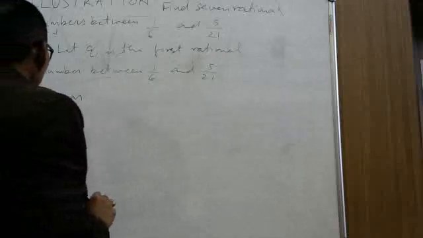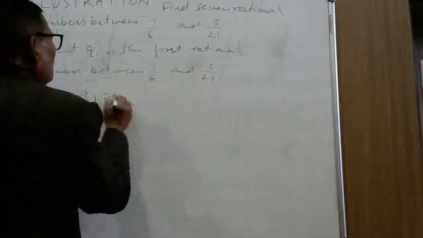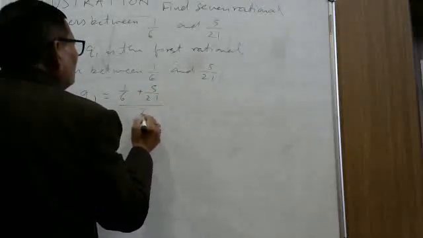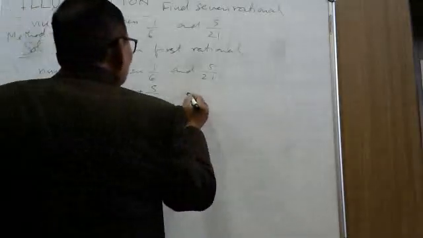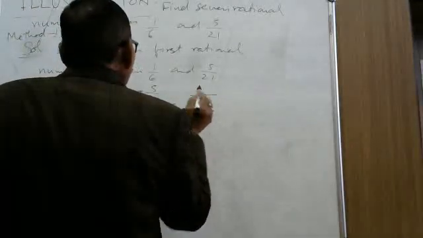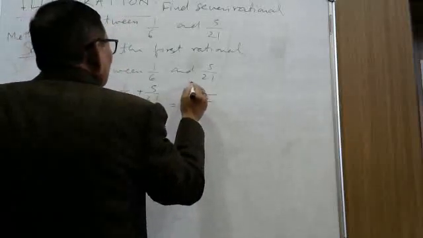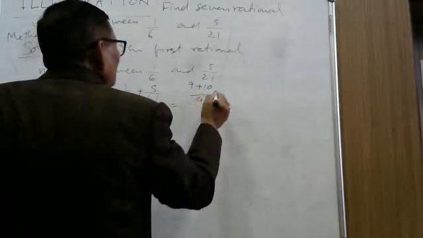Step 1, LCM, is not in the first method. Now Q1 equal to 1/6 plus 5/21 by 2. LCM of 6 and 21 is 42. 7 plus 10, into 1 by 2. It is 17 by 84.